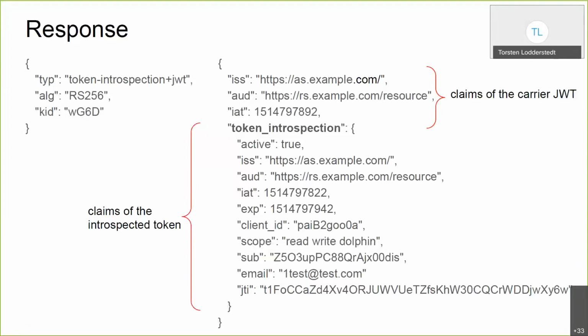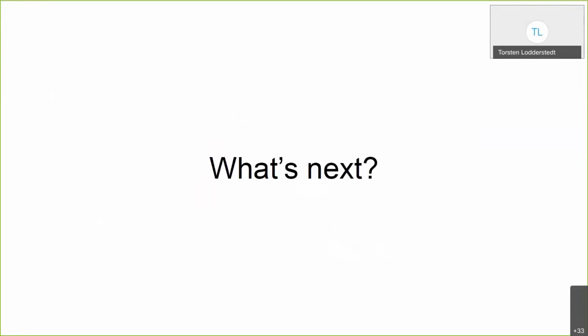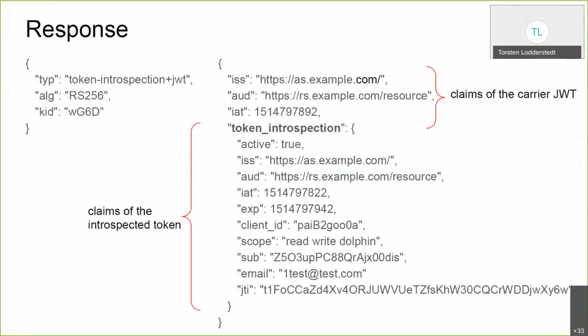So, for example, one use case is that the IAT in the top-level element allows the RS to prove at what point in time the AS attested a certain access token to be still active, whereas the IAT in the token introspection container tells us when the underlying access token was issued. Yeah, that's basically the change that we did. And go ahead, Rifat.